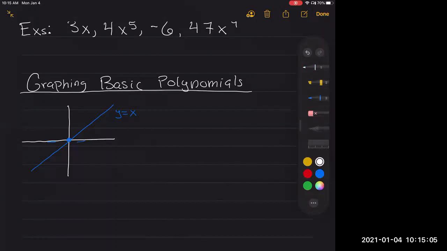And then another very common and important graph for this class will be a polynomial y equals x squared. So in this one, if you put in a negative value and square it, you will get a positive output, which is why the whole graph is positive.